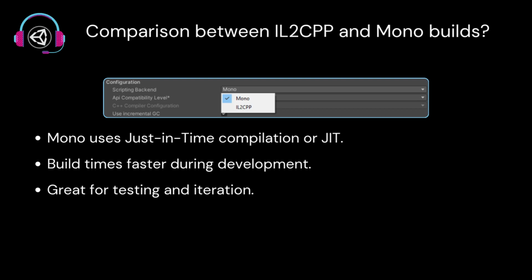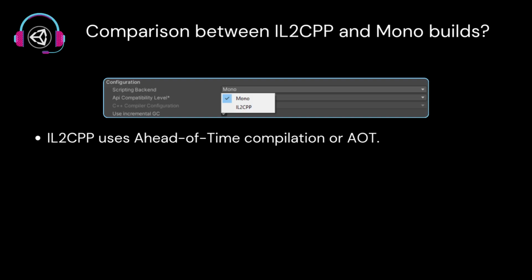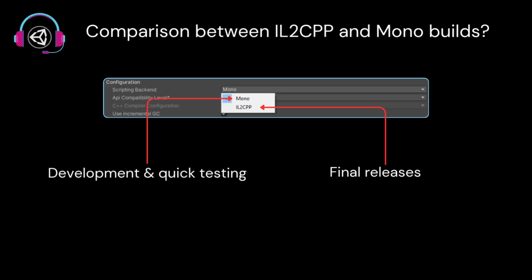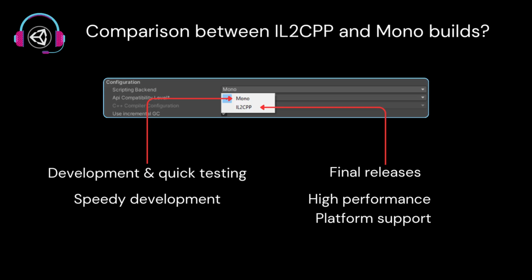IL2CPP, on the other hand, uses ahead-of-time compilation or AOT. First, it converts your C# code into C++, then compiles that C++ code into native machine code before the game runs. This makes IL2CPP builds slower to compile, but they run faster and more efficiently. Mono builds are great for development and quick testing, while IL2CPP builds are ideal for final release, especially on platforms like Android, iOS, and console, where performance and compatibility matter. In short, Mono is for speedy development and IL2CPP for high performance and platform support. Let's move to the next question.